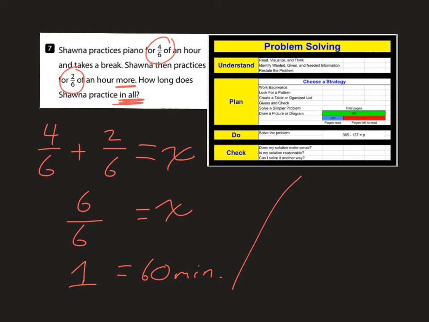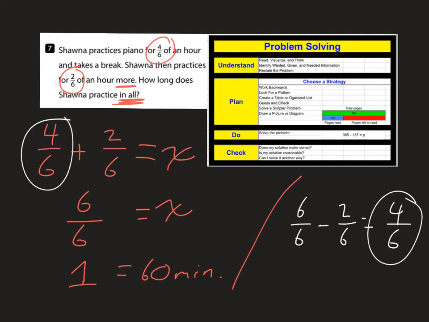All right, let's go ahead and check our work here. We have 6/6 minus 2/6. Denominators stay the same. 6 minus 2 will give me 4, and 4/6 matches 4/6. We are good to go.